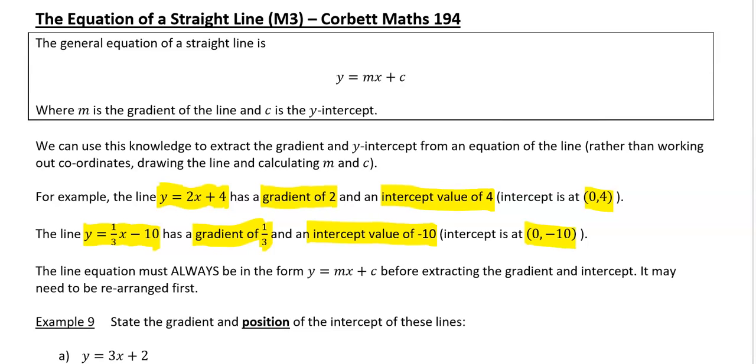Okay, this next bit is the most important bit of your notes here. So can you highlight this bit? It says the equation must always be in the form y equals mx plus c before extracting the gradient and intercept. So if it's not in that form, what you need to do is rearrange it first. So just bear that in mind, and we'll look at a couple of examples of how we actually do this.